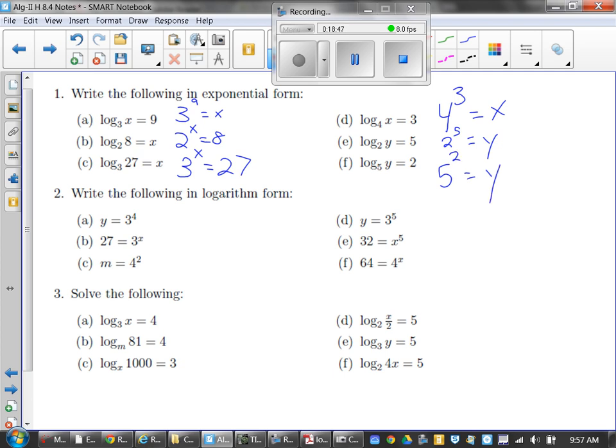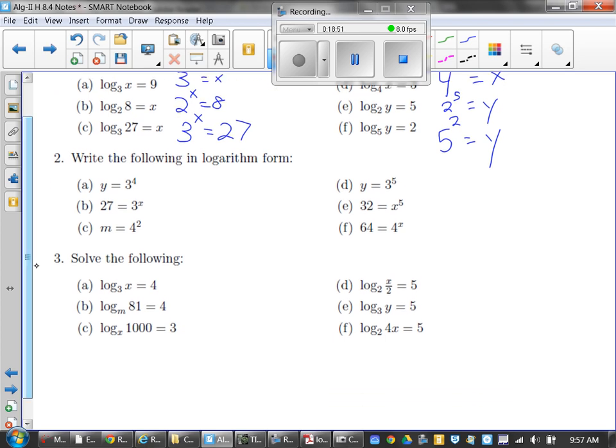Okay. Trust me, this does get more difficult. Now, going the other way: b to the x equals y. So log base b of y is x. 3 is your base. So it's log base 3 of y is 4.